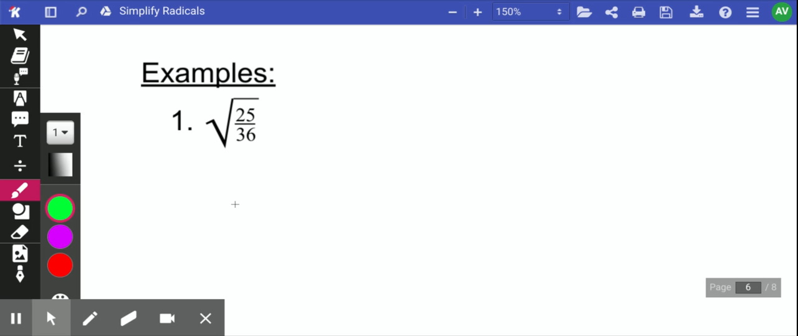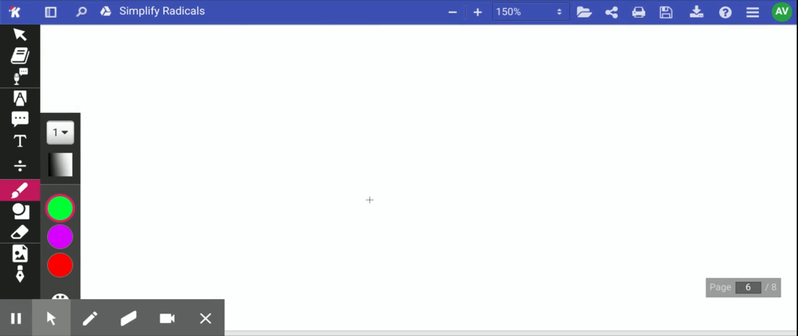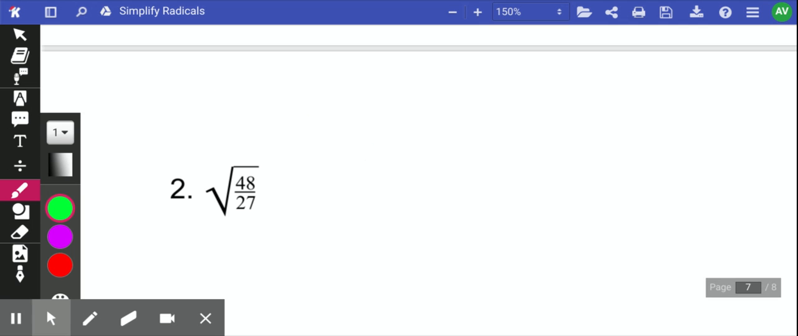Okay. So for this one, we have square root of 25 over 36. For this one, I'm going to separate it and do square root of 25 over the square root of 36. That will give me 5 over 6, and that's it. That's the answer for that one. All right, how about this one? Now, this one has a lot more going on, doesn't it?